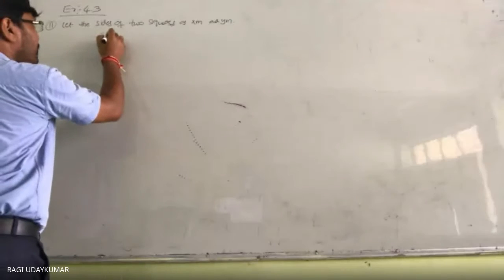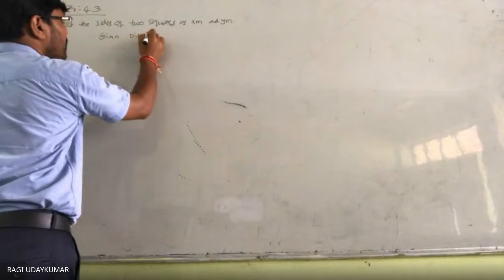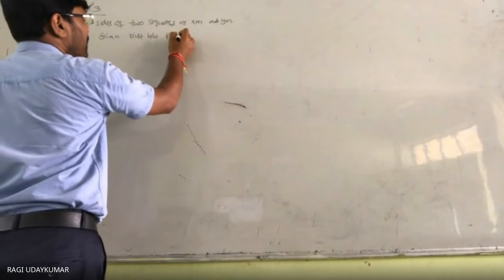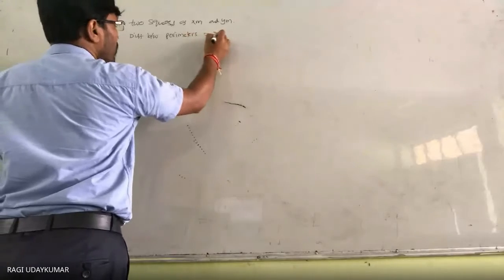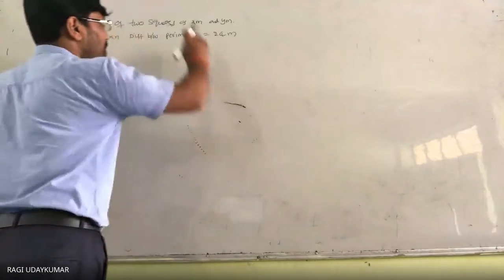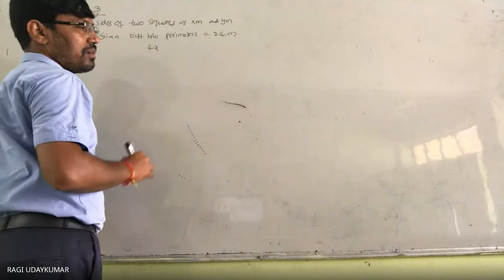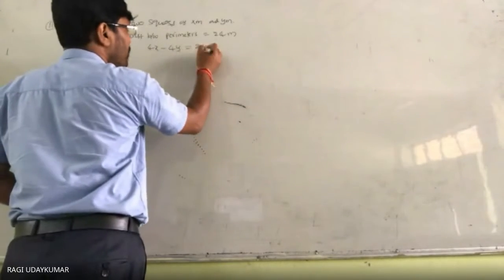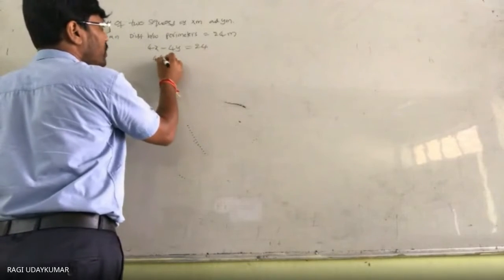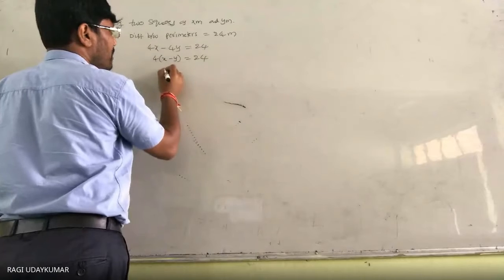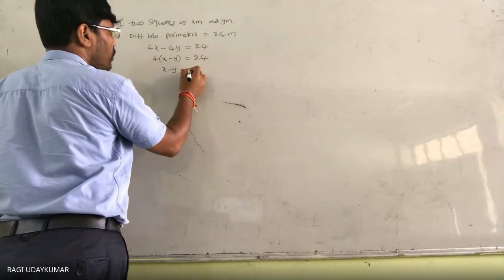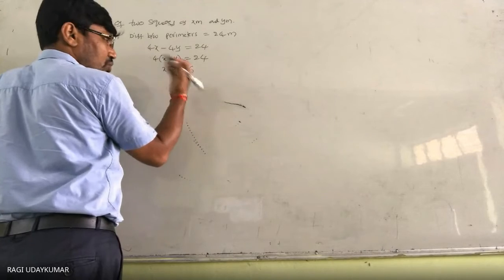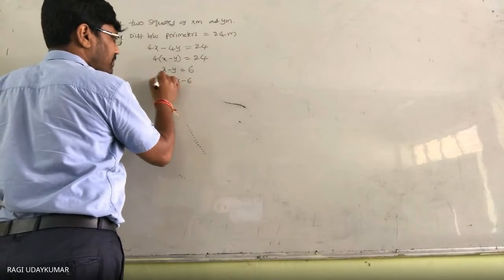And the difference between the perimeters is given, equal to 24 meters. So what is a perimeter here? 4x. Let us consider x is the larger square and y is the smaller square side. So perimeter of the square: 4x minus 4y is equal to 24. From this, if you take 4 common, x minus y is equal to 6. So y is equal to x minus 6.